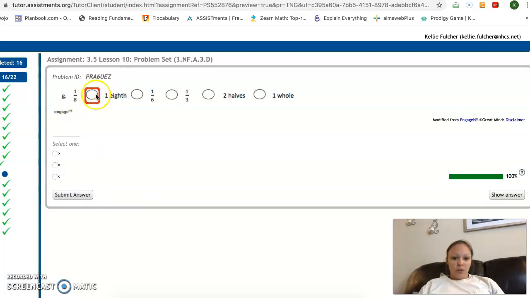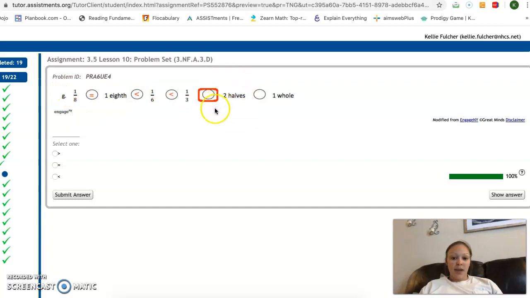All right, let's see which one's equivalent to 1/8. 1/8 is the same as 1/8. We'll say equals. 1/8 is greater than 1/6, less than 1/6, or equal to 1/6. Well, I know since the denominator is bigger, the fraction is going to be smaller. 1/8 compared to 1/3. Again, the bottom number is bigger, so it's actually going to be a smaller fraction.